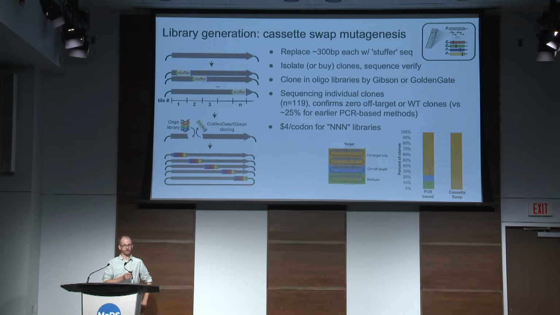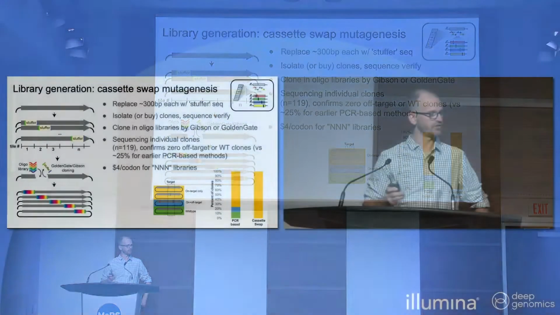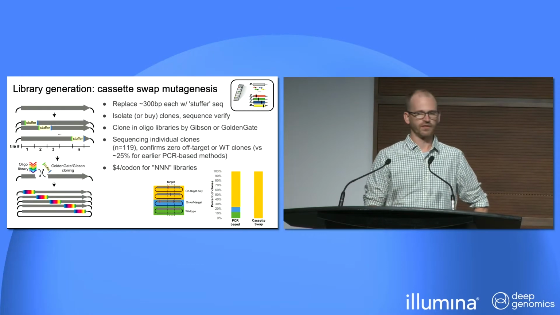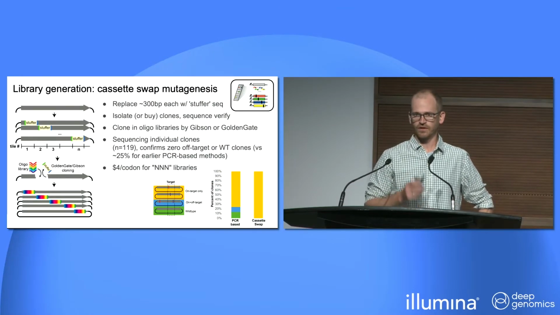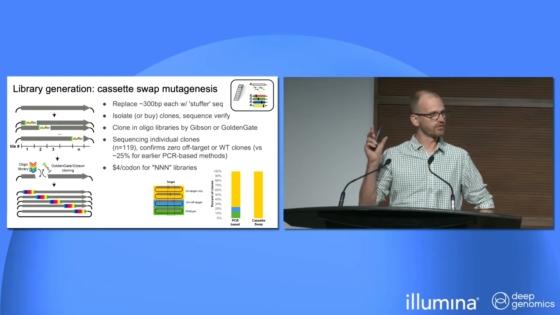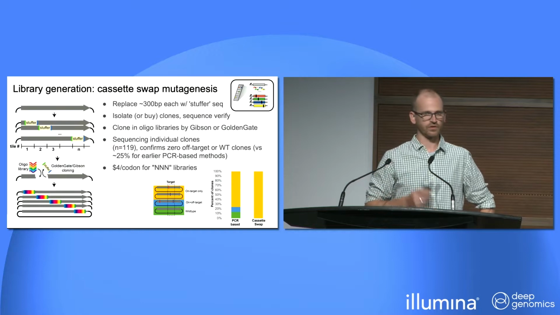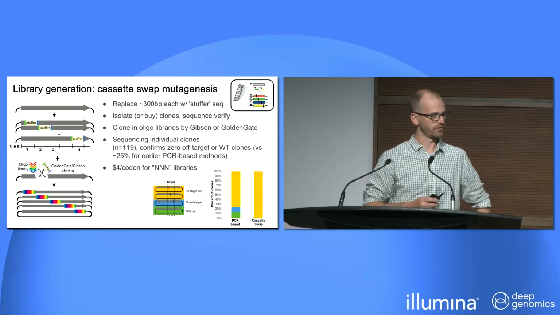We don't want a lot of mutations outside of the region that we're trying to hit. So we developed something called cassette swap mutagenesis that entails chunking up a gene or cDNA into roughly up to 300 base pair chunks. We can then sequentially replace each of those chunks with a stuffer sequence.